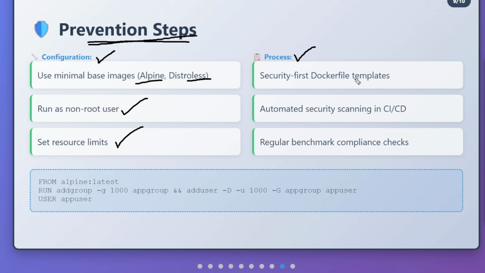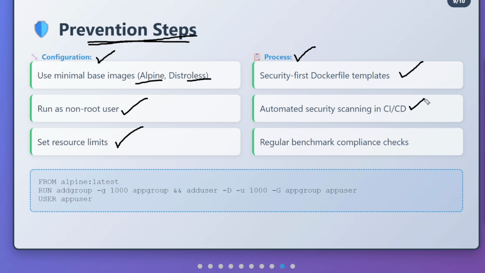And coming to the process wise, what prevention steps we need to take for these security faults and hardening, we need to make sure to follow security-first Dockerfile templates. So we need to design the Dockerfile in such a way that security should be first in our mind, and there are no unnecessary tools or root access, and proper, clear security permissions are given to the users.